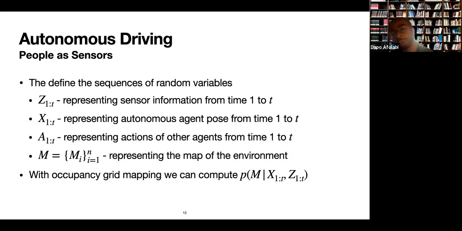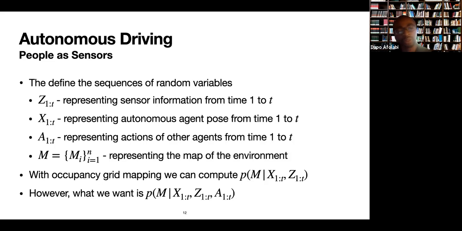However, we want to incorporate the actions of the other agents on the highway and see if we can do a better job than when we don't. And so what we want is to be able to estimate this distribution. So we want to estimate, how likely is this map configuration of the environment given the robot pose, the sensor data, and the actions of other drivers on the highway.